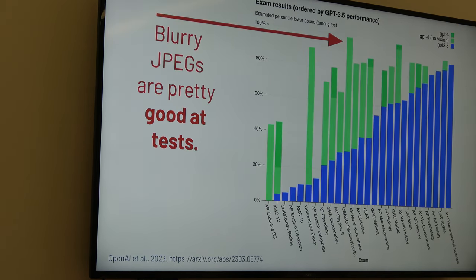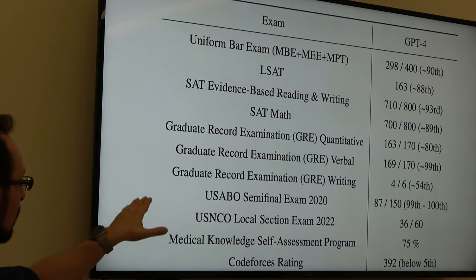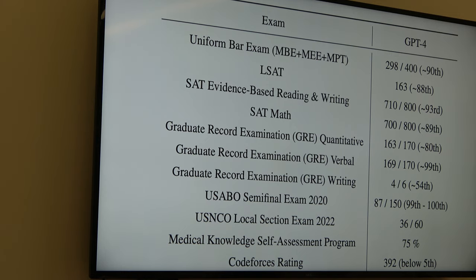Blurry JPEGs are pretty good at tests, so don't worry about the exact data here. But this is ordered by GPT 3.5 and GPT-4 performance on a range of tests. We're going to go through more of these in detail. I'll just show you a spitball of them here. These are not just the Uniform Bar Exam and the LSAT, SAT, standard aptitude tests. GPT-4 is scoring in the 93rd or 89th percentile. On the Graduate Record Examination, the quantitative, verbal and writing exam, it's not doing quite as well.